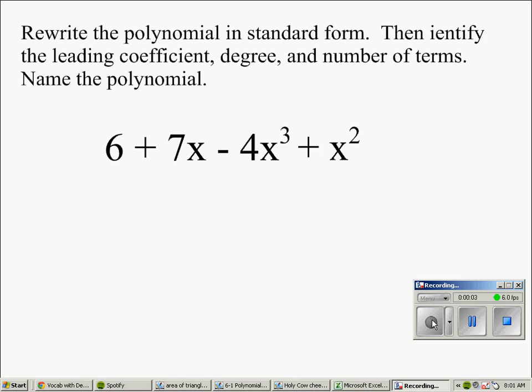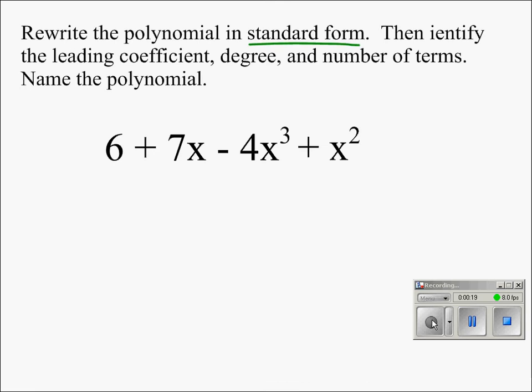We're going to review adding and subtracting polynomials. So first I just want to look at being able to identify certain parts of polynomials so when we talk as a class we know what we're talking about. So rewrite the polynomial in standard form. Standard form meaning that our exponents go from greatest to least in order.